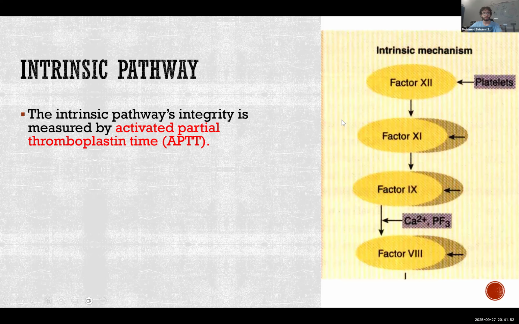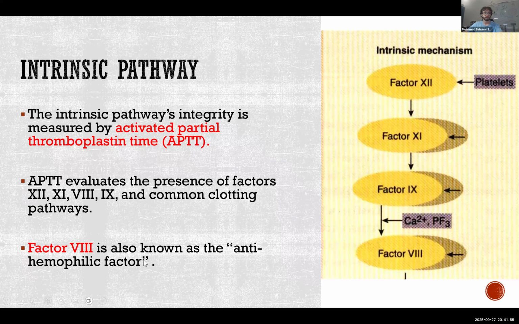Because it's the most common, they decided to call it anti-hemophilic factor. And if someone has factor 8, it's kind of anti-hemophilic. It's like they won't have hemophilia. Do you guys get that concept? That's why it's called anti-hemophilic. It's just a cool name for factor 8. Can you repeat the anti-hemophilia?